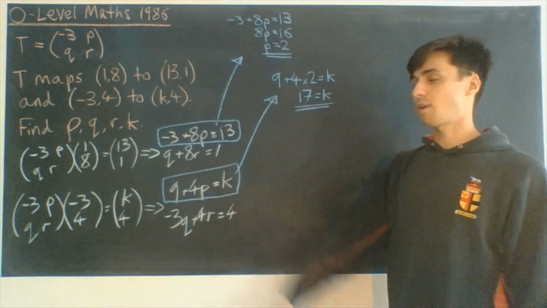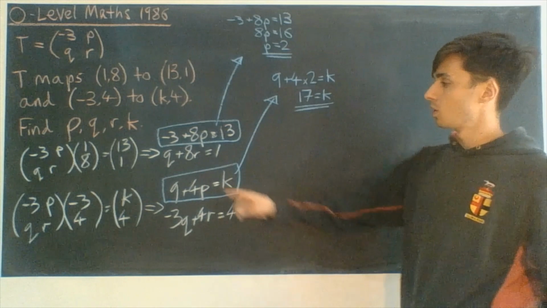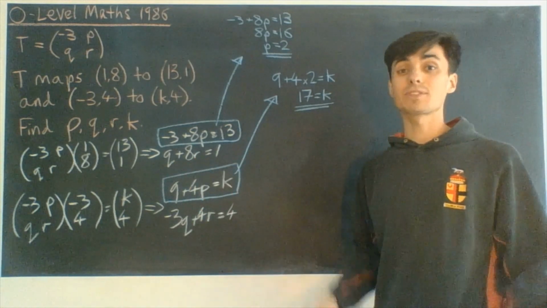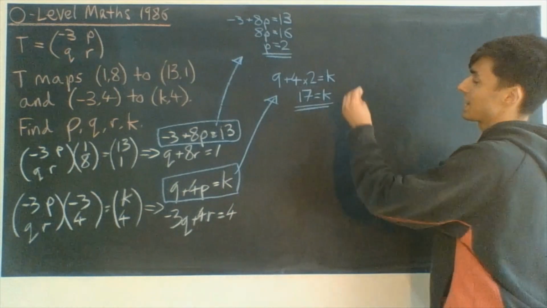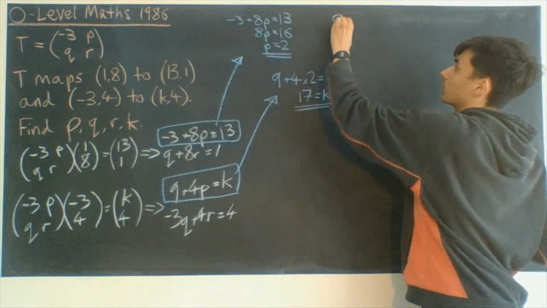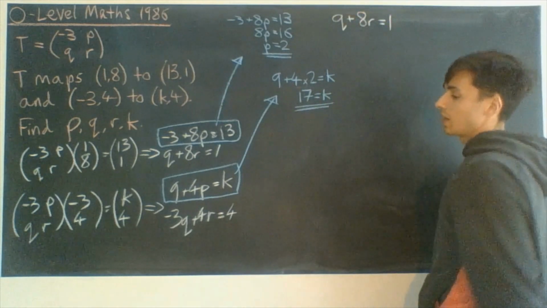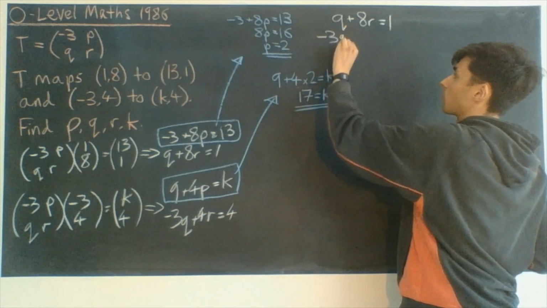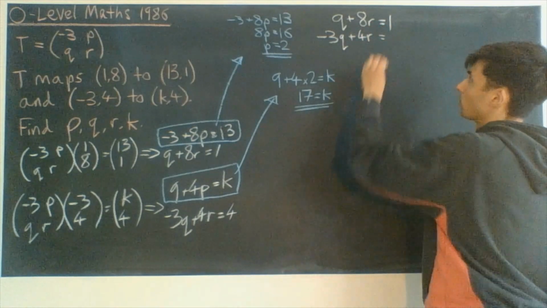We still need to find Q and R, and these are ever so slightly more tricky. We've got two equations to use then, and two unknowns. We have to set them up as simultaneous equations. We've got Q plus 8R equals 1, and we've got minus 3Q plus 4R equals 4.